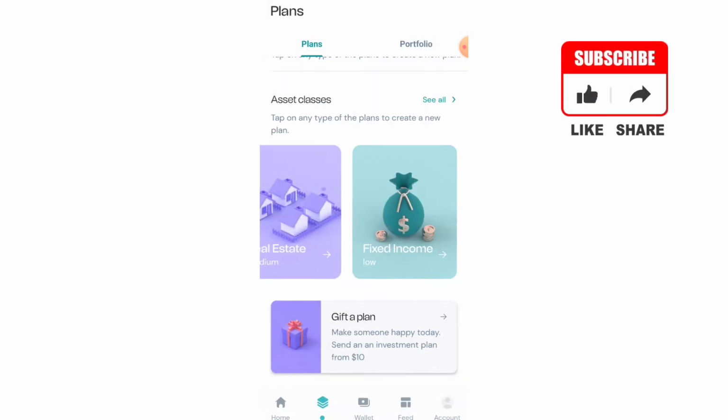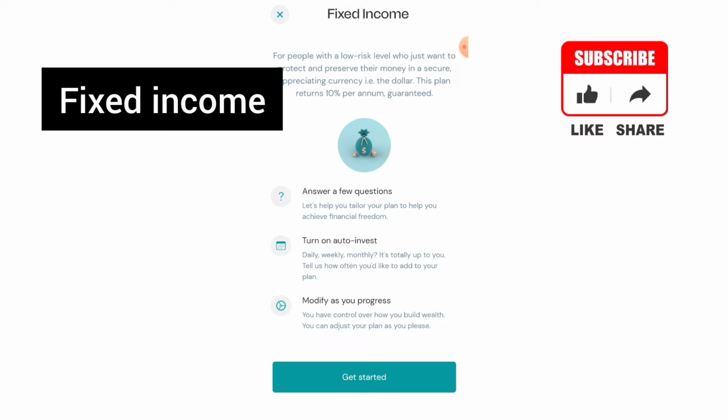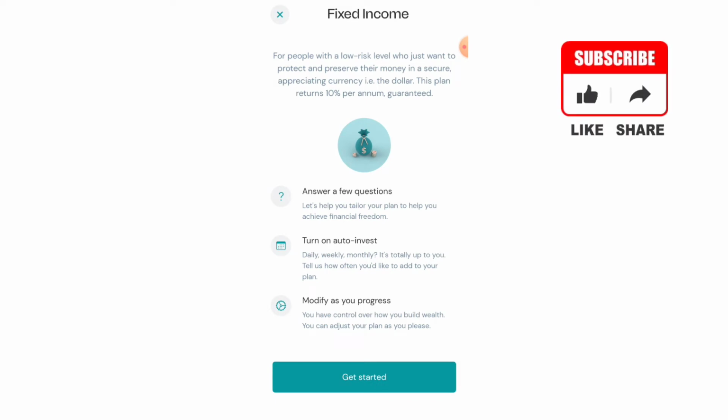Now let's go to fixed income. Fixed income is low-level risk. If you know that you want to put 500,000 naira in Risevest and you're like, when I come back I want to meet my 500k intact, I'm not bothered about the interest. It is low risk and it is guaranteed. Now this plan is guaranteeing you that in the worst case, this plan returns 10% per annum guaranteed.